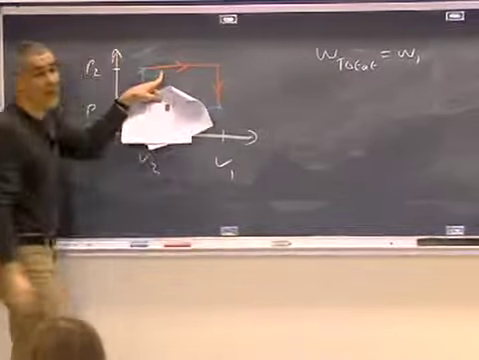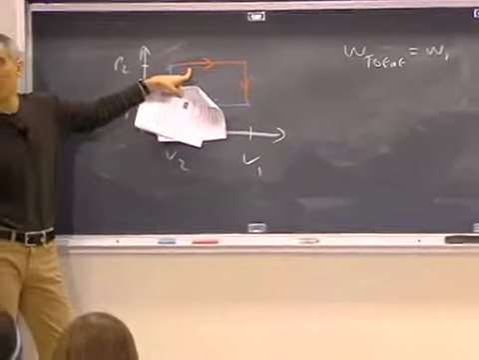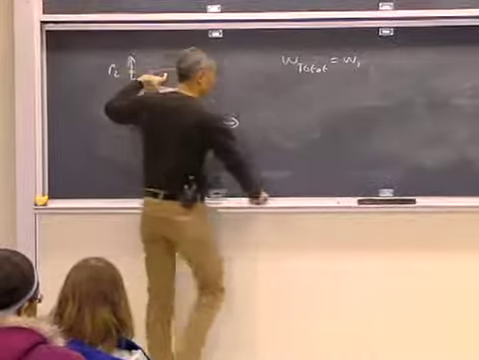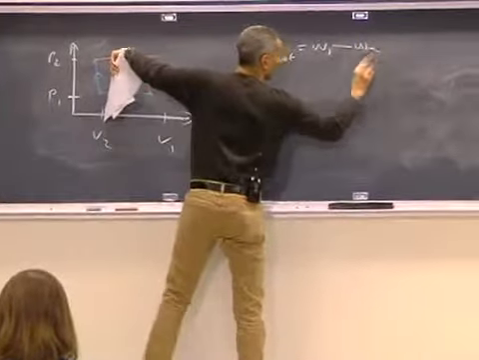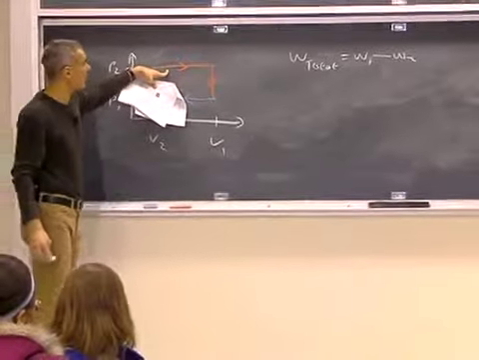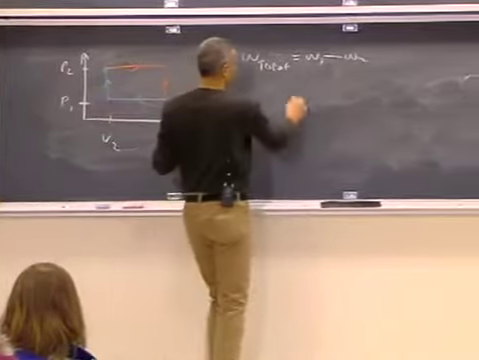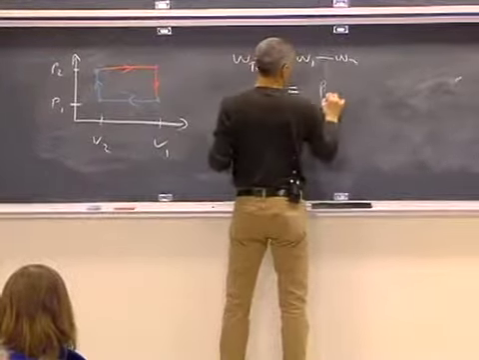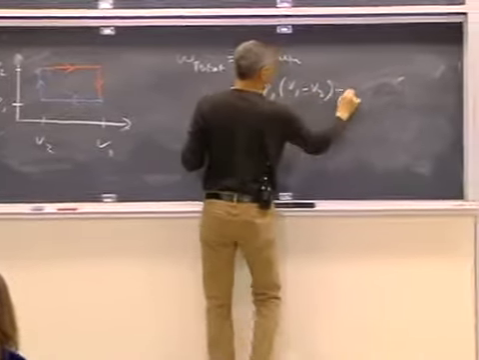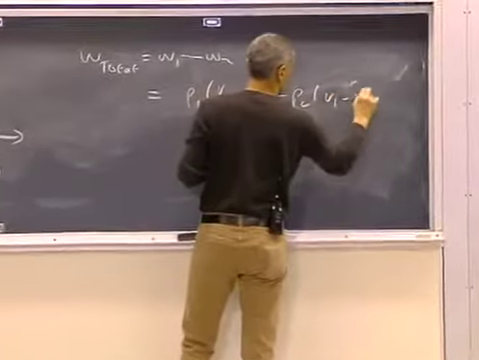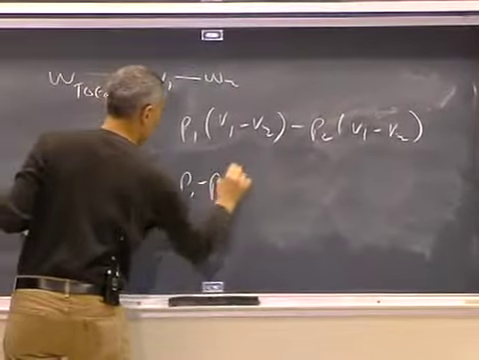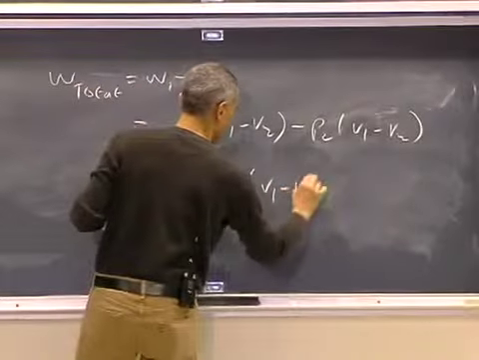Okay. If I go backwards, everything is symmetric. The work becomes the negative of what I had calculated before. So this becomes minus what I calculated before for W2. Right? The total work, in this case here, is P1 times (V1 minus V2) minus P2 times (V1 minus V2). It's (P1 minus P2) times (V1 minus V2).